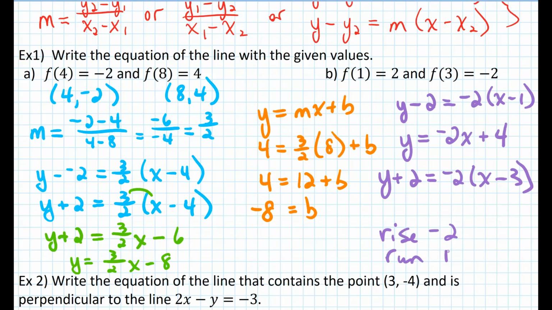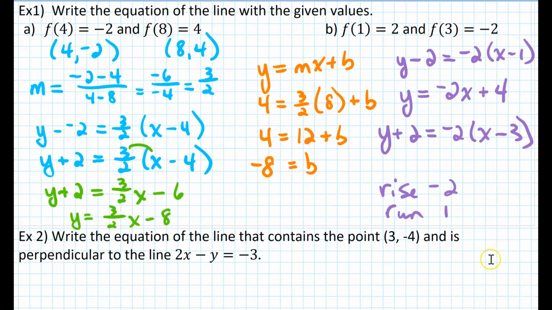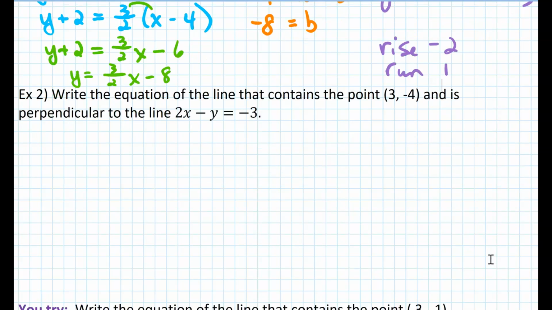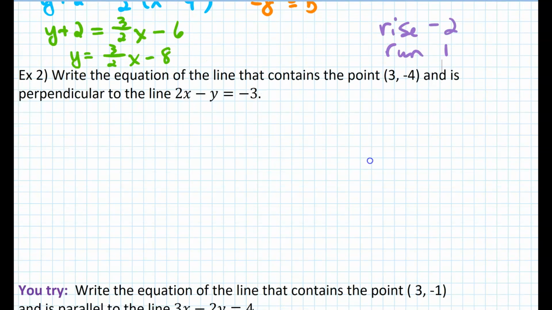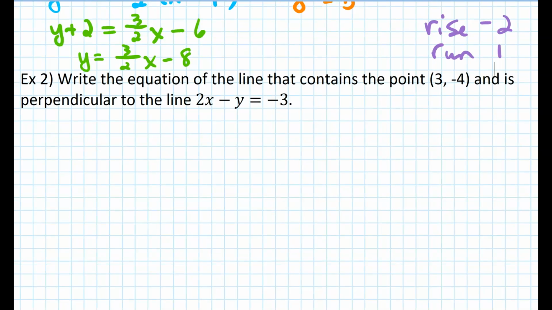Okay. All right. So let's look at the next one. We want to write the equation of the line that contains the point (3, -4) and is perpendicular to the line 2x minus y equals 3. So the first thing, if I need to find a line that's perpendicular to another line, what do I have to know about the original line? The slope.